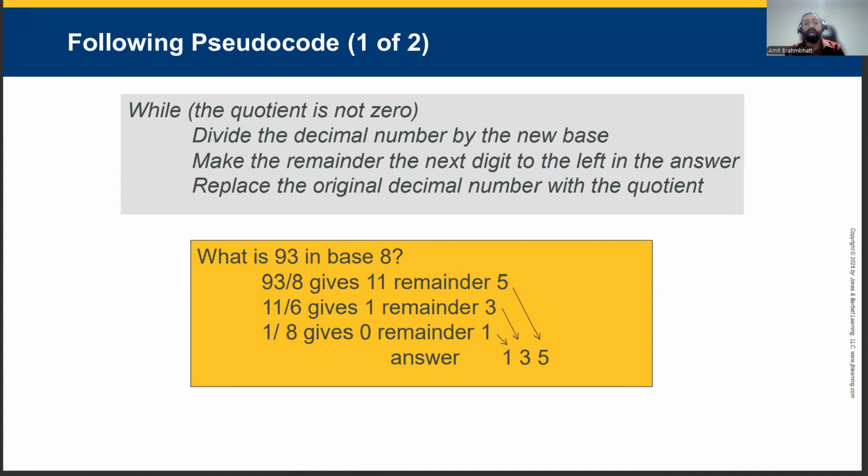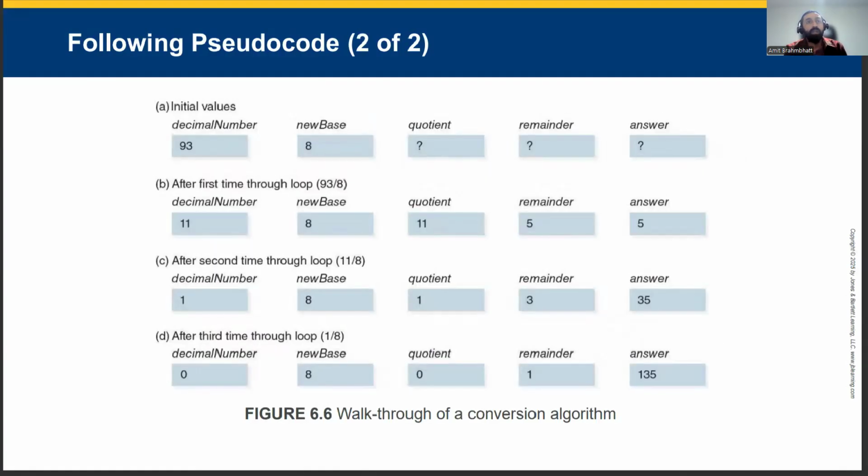Finally, 1 divided by 8 gives a quotient of 0, remainder 1. Reading the remainders backwards produces the answer 135 in base 8. This example shows how pseudocode translates into concrete steps that solve problems methodically. By working through this transformation, you see how loops, arithmetic, and data tracking combine into a complete, predictable algorithm.